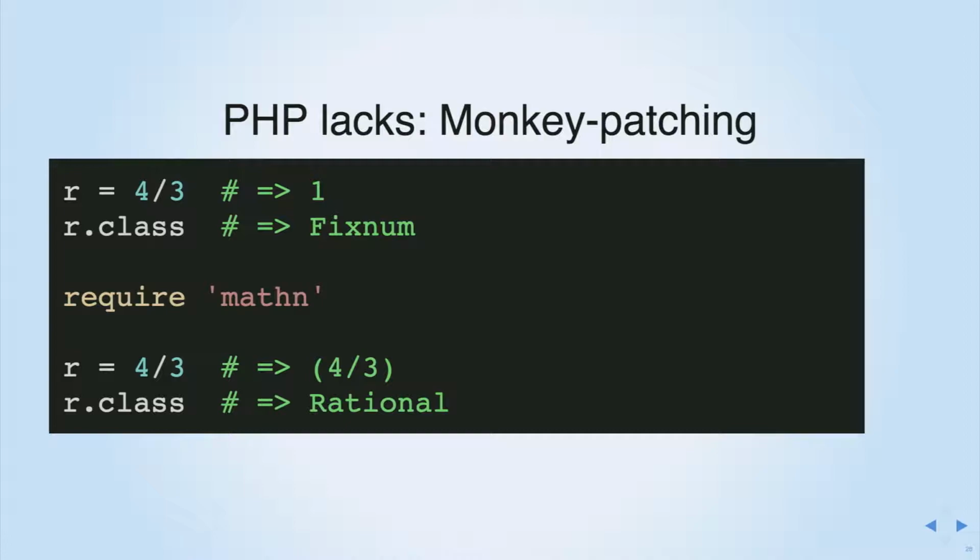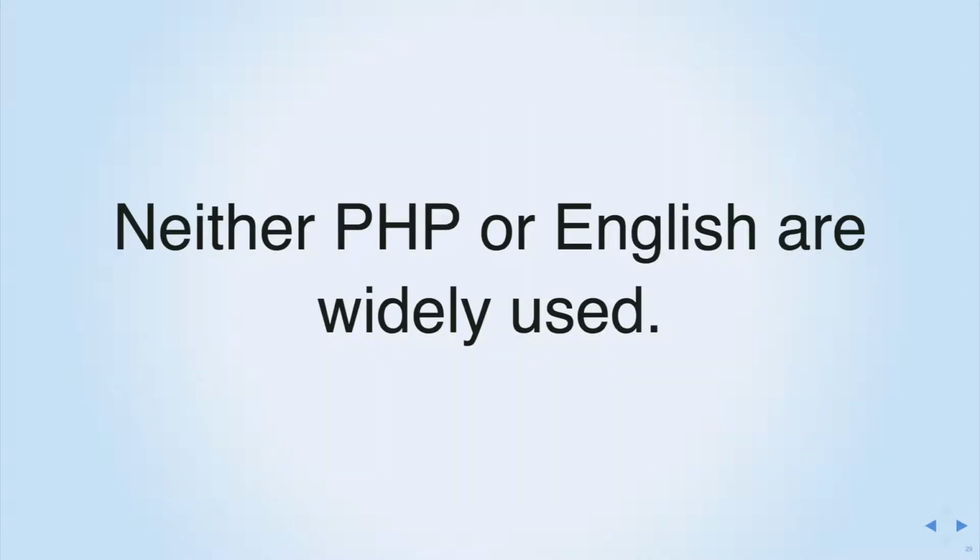So on the first two lines, we divide 4 by 3, and we get a fixed number as the result. We put in a library, we divide 4 by 3 again, and we get a rational or float number as the result. So because of these two reasons, neither PHP or English are used widely anymore because they're just not very good. Obviously, that's not quite correct.